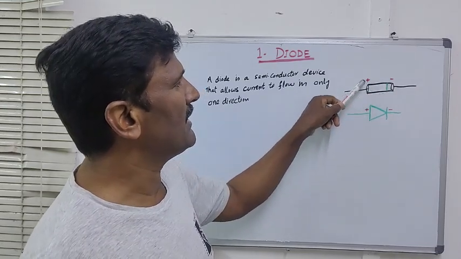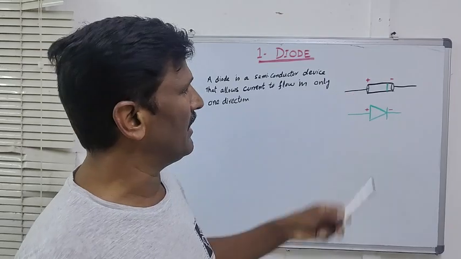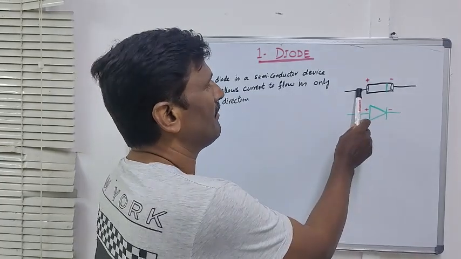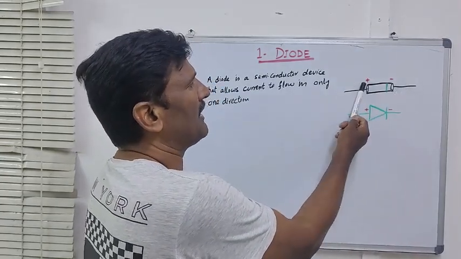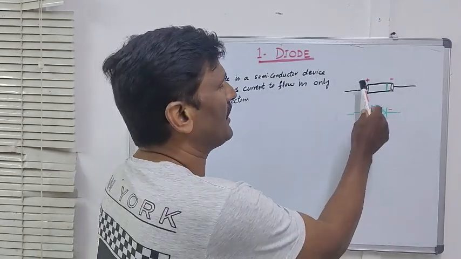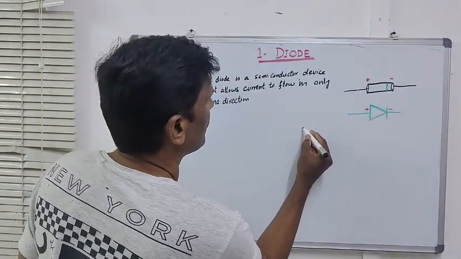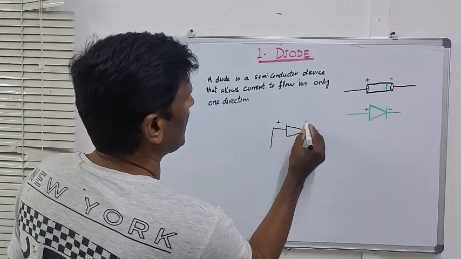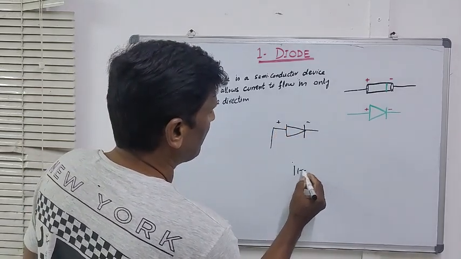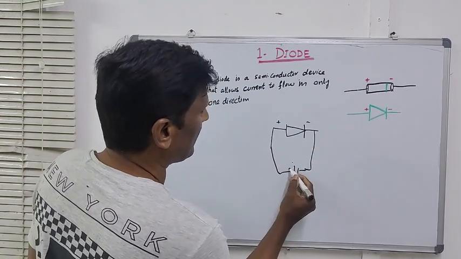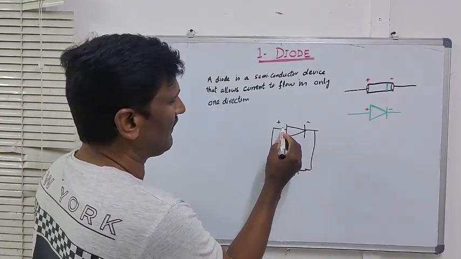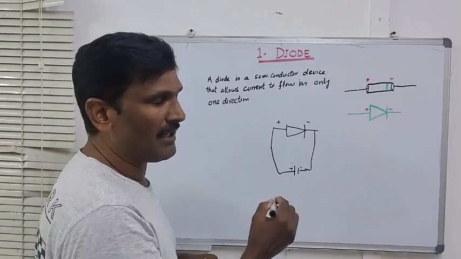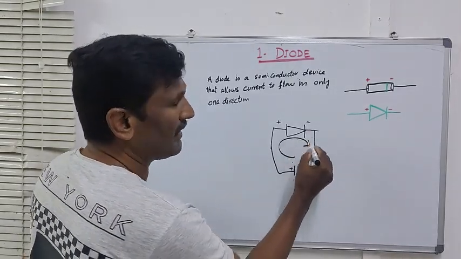Originally the diode looks like this, and the electrical symbol is like this. It has two terminals, the positive terminal, which is the anode, and the negative terminal, which is the cathode. Suppose this one is my diode, this is the positive side, this is the negative side. If I apply a battery positive terminal to the positive side of this diode, and the negative terminal to the negative side, then current starts flowing through this device.